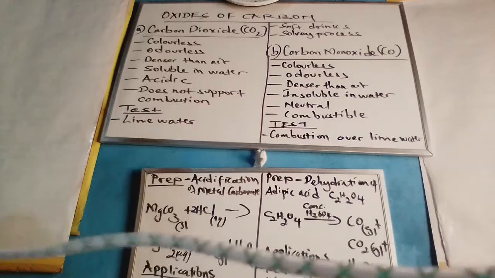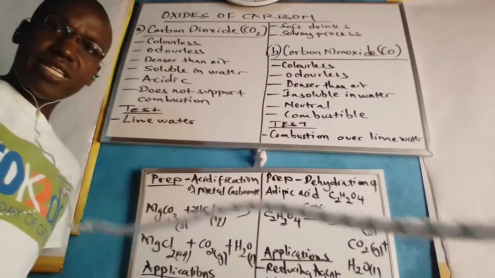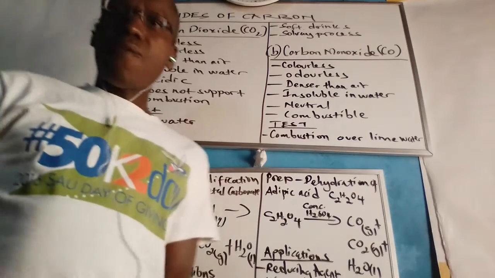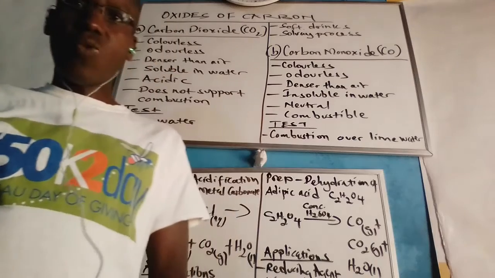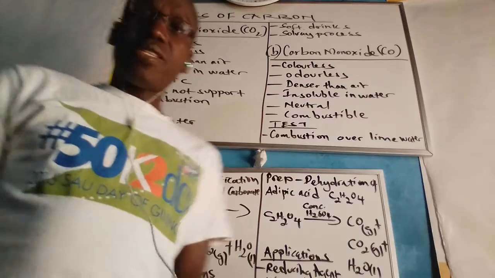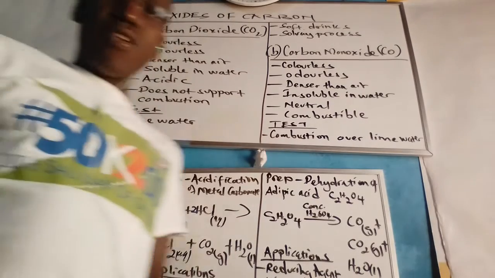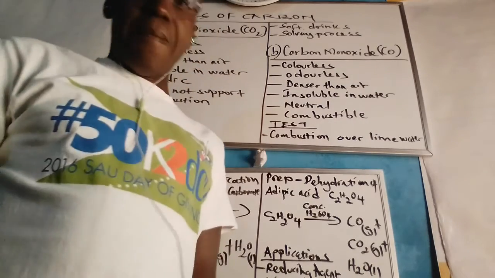Two, we can use carbon dioxide to manufacture fire extinguishers simply because it does not support combustion and it is denser than air. So when it is used as a fire extinguisher, it will always create a blanketing effect over the surface of a flame, cutting off the supply of oxygen and therefore extinguishing the flame.